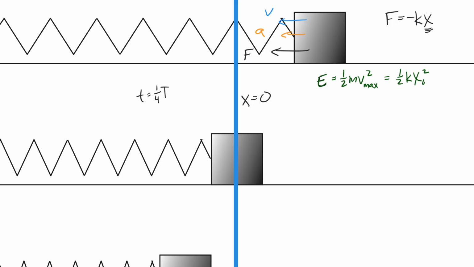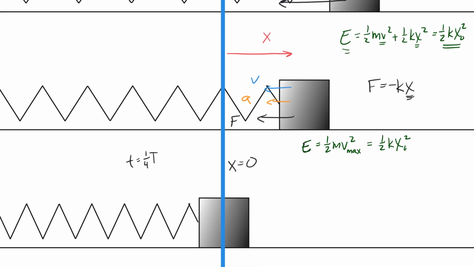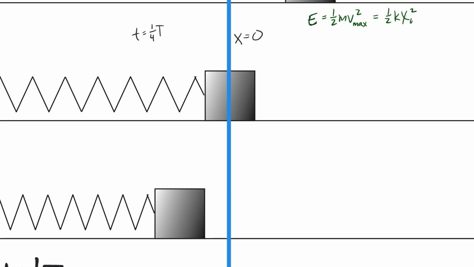Yep? Why was there potential energy in the one above it? Because we weren't at equilibrium, so the spring was still slightly pulled outwards, so some of the energy was still in the spring. Does that make sense? But now, because we're at 0, the spring's no longer pulled out anymore. All the energy has been moved to kinetic energy.